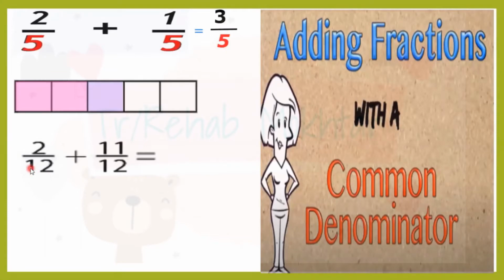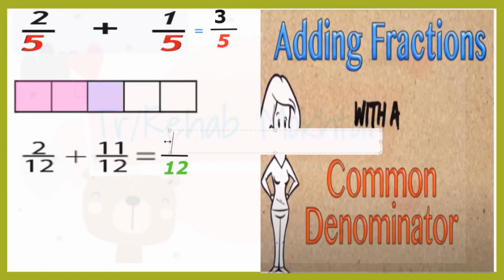Here we have another example. 2 out of 12 plus 11 out of 12. The first step we said, I will look at the denominator. We have here 12 and here we have 12. So I will keep 12 as it is. After that, I will add the numerators. 2 plus 11 equals 13.